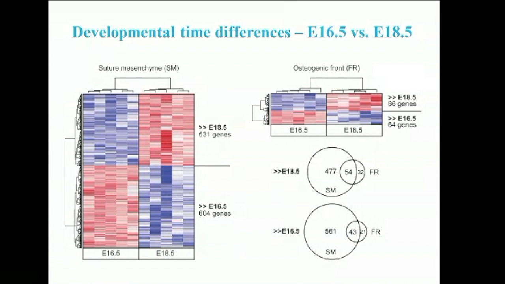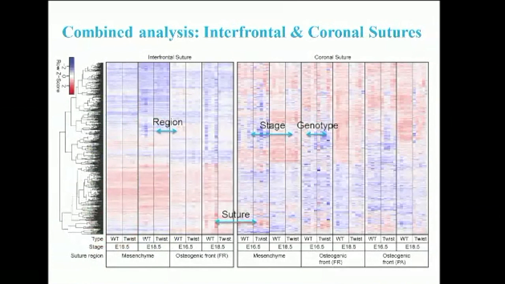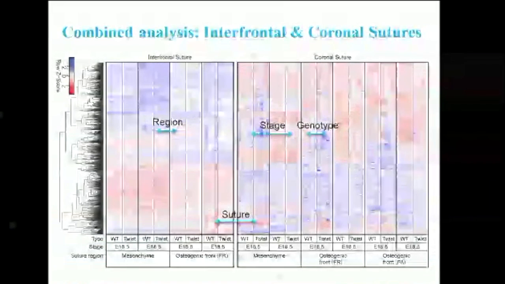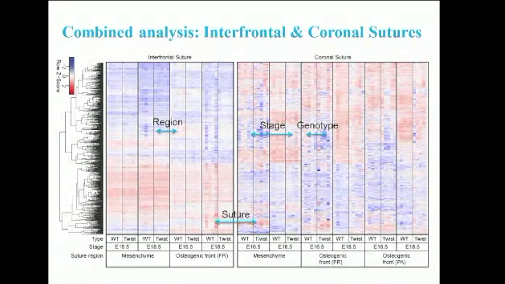Now, what we are really interested in is starting to integrate the data across many different suture types. And there are many different ways that you can do this. This is one of them. Basically, classical hierarchical clustering analysis, where you're looking at the interfrontal suture on the left, the coronal suture on the right. We see the different suture subregions, so mesenchyme, osteogenic front, the time points, and the wild type versus twist mouse in this case. And what you can see in this very large differential expression pattern plot is we can detect differences in regions, we can detect differences in gene expression between sutures, we can detect stage differences, and we can detect differences in genotype.